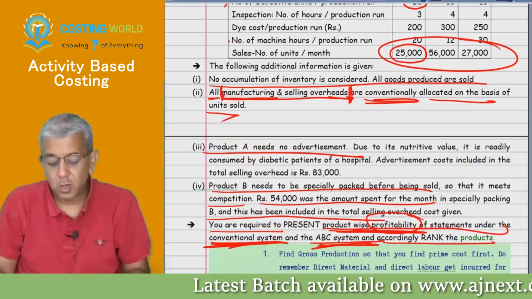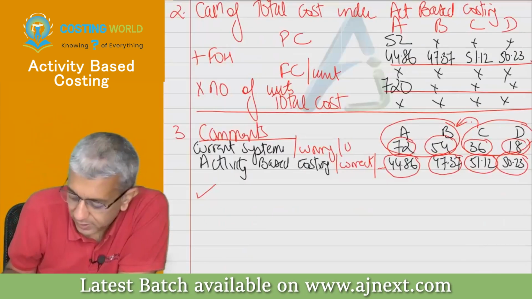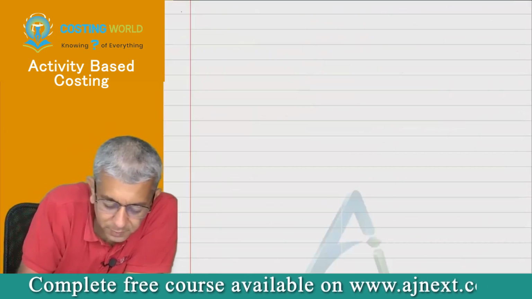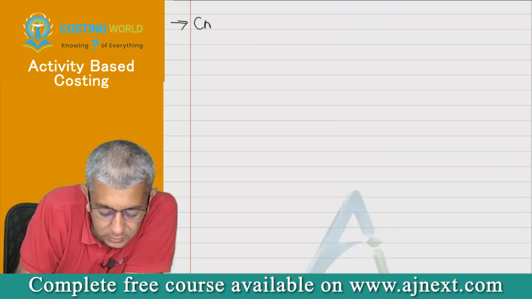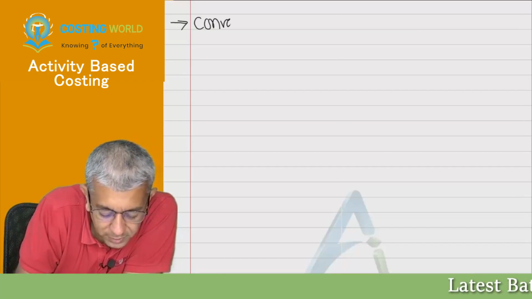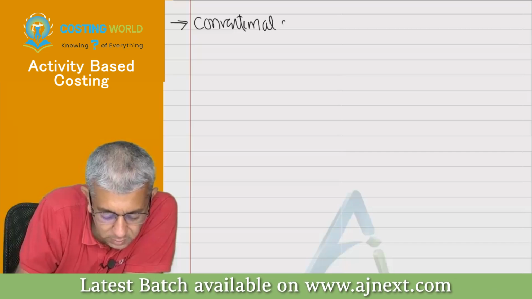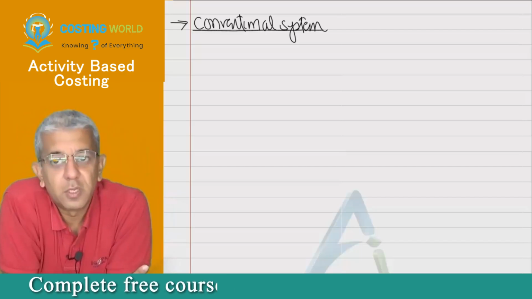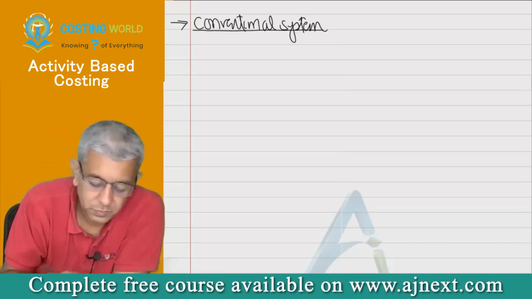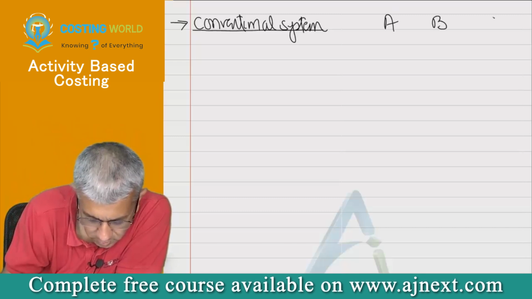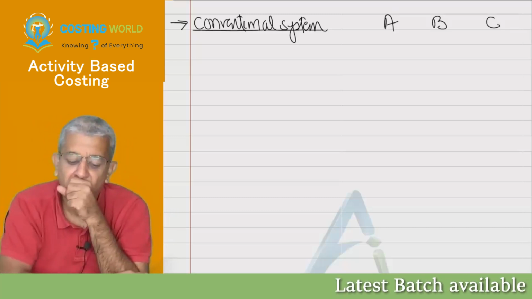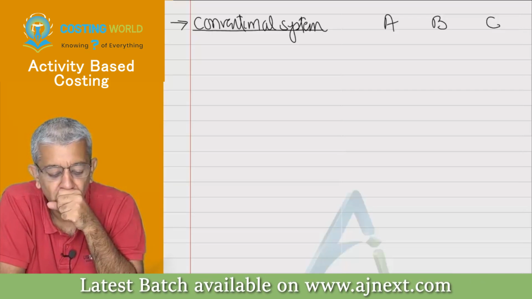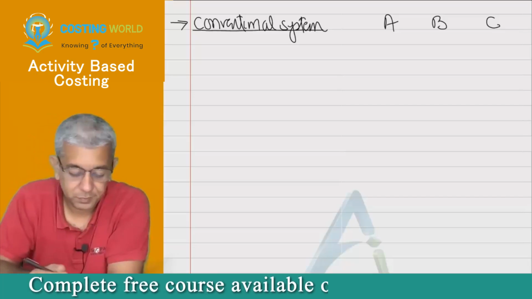You all write down, please: Product wise profitability statements. Product wise profitability statements under... write down on the next line: conventional system.